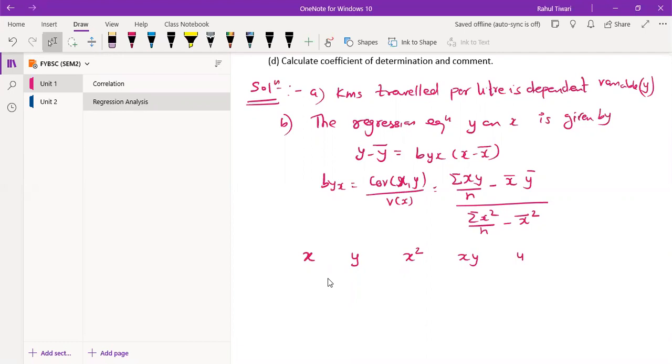Just let me check. Y square is not required, sir. I think so. Y square is not required. Then why have they calculated the y square? Okay, anyways, they have calculated it, no problem.